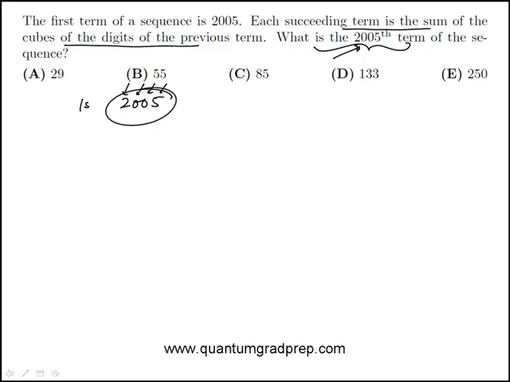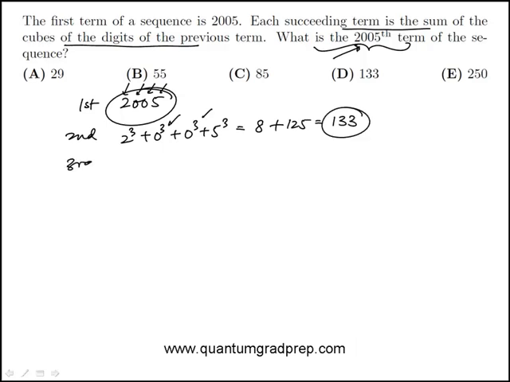So here, 2005 is our first term. The second term would be, I cube all the digits. And so that's 8 plus, these are just zeros, 125. So the second term is 133. Then the third term would be, I cube all the digits of 133. And so that would be 1 plus 27 plus 27, which is 55.